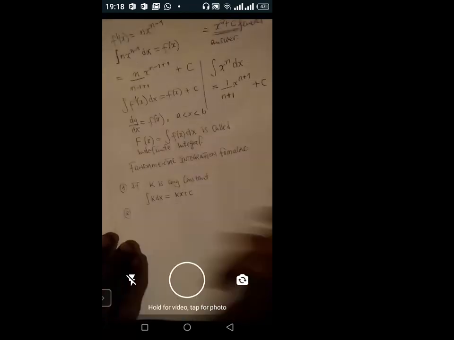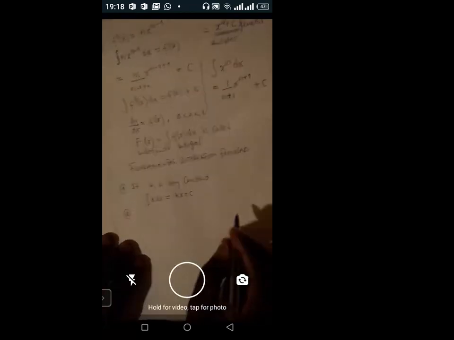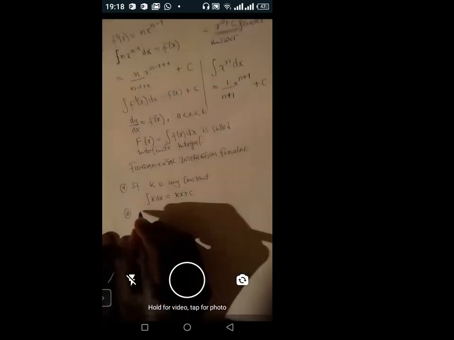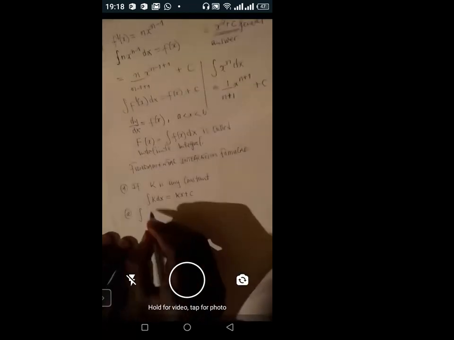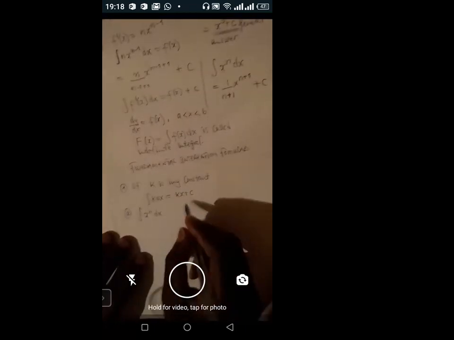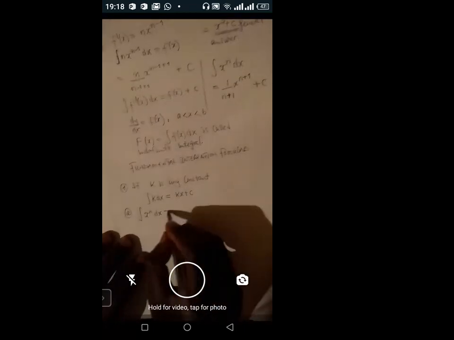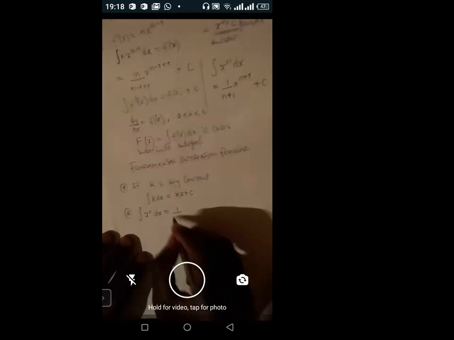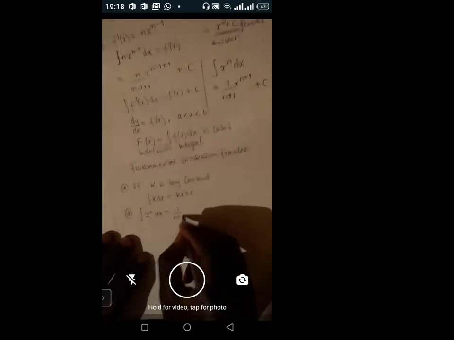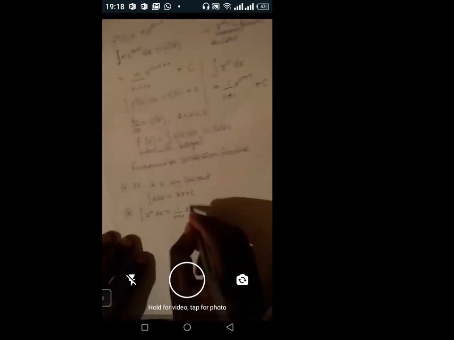Then 2, we have this one, dx, this is equal to 1 over n plus 1, then x to the power n plus 1, then plus c.